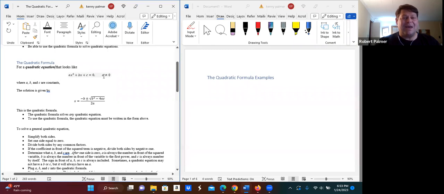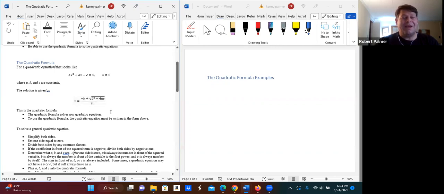Now, we also say that a can't be 0, because if a is 0, this first term is gone, it's no longer quadratic. Now, a way to solve a quadratic equation like this is by the quadratic formula, and that's this right here. It's given in terms of these a, b, and c's. It says that x is equal to negative b, plus or minus, since it's quadratic, we generally expect to have two solutions, one plus and one minus, the square root of b squared minus 4 times a times c, then everything is divided by 2a. And this is the quadratic formula.